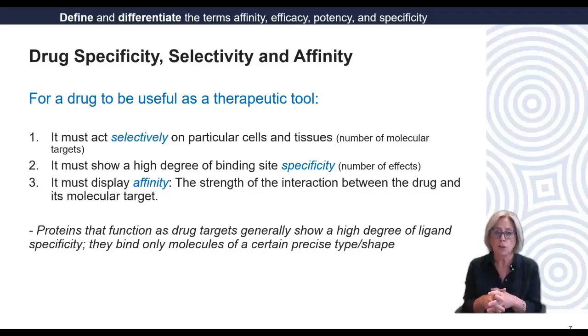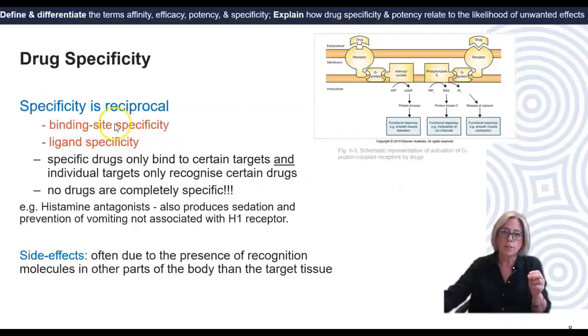Now, proteins that function as drug targets generally show a high degree of ligand specificity. That is, they bind only molecules of a precise type and shape. Specificity is reciprocal. There is binding site specificity, right? So specific drugs only bind to certain targets. And there's also ligand specificity as well. Individual targets will only recognize certain drugs. This is kind of shown here in this figure. You can see the binding site specificity and the ligand specificity as well.